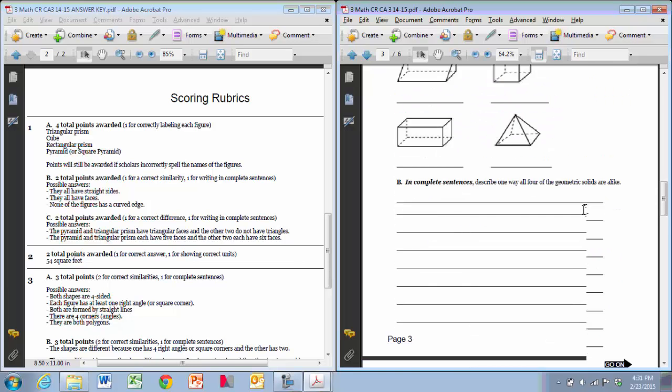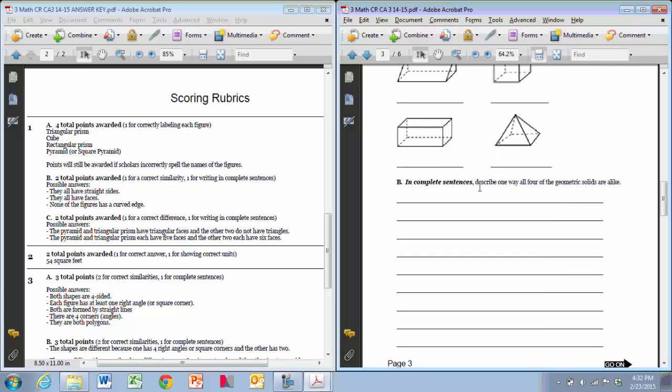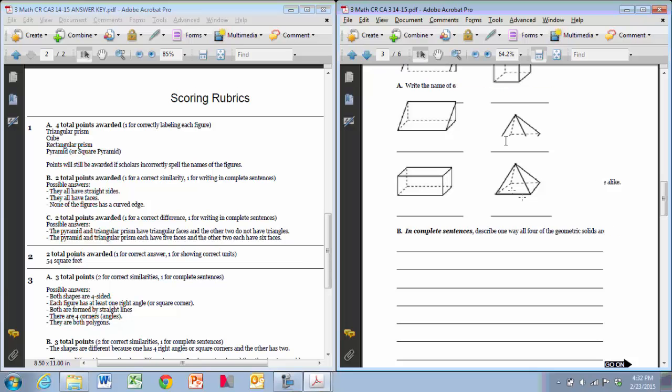For part B, it is worth 2 points, and you'll notice it is bolded and italicized for them to use complete sentences. They will need to describe one way that all 4 of these figures are alike. So there's not very many ways that these are all alike, but they can write all of the figures above have straight edges, all of the figures above have straight sides, all of the figures above have faces, all of the figures above are 3-dimensional, all of the figures above do not have a curved edge. So those are some examples of what scholars might write down here.